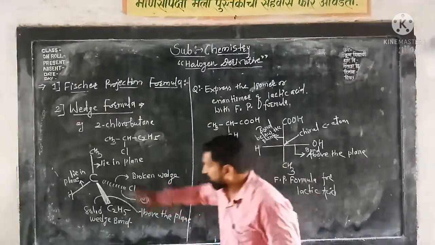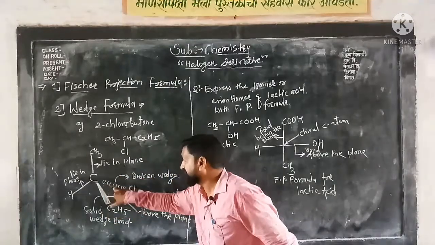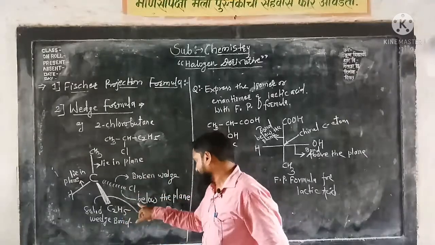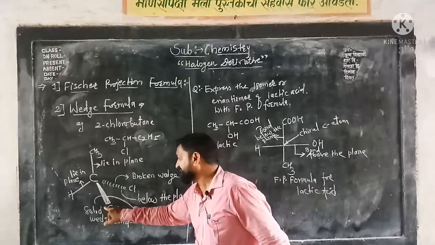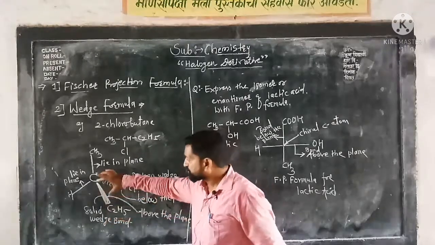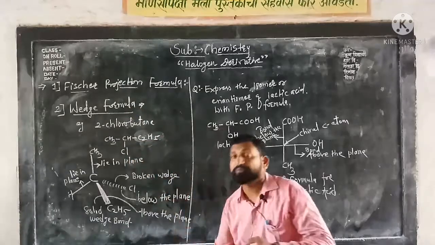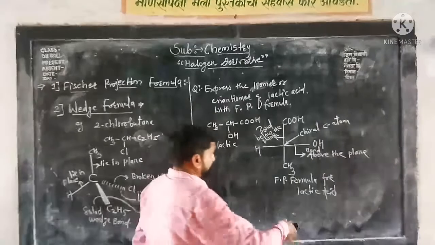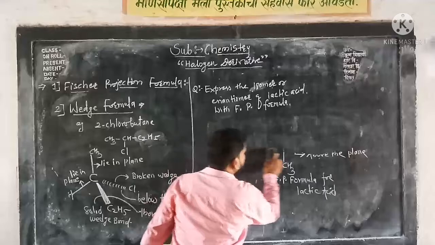So there is a concept of heavy wedge. This is also called heavy wedge. Okay, this is called dotted wedge, or you can say broken kind of wedges, and this is the solid line type of wedges. So solid means above the plane and broken wedge means below the plane. Now everybody see here, can we convert Fisher projection formula into the wedge formula?